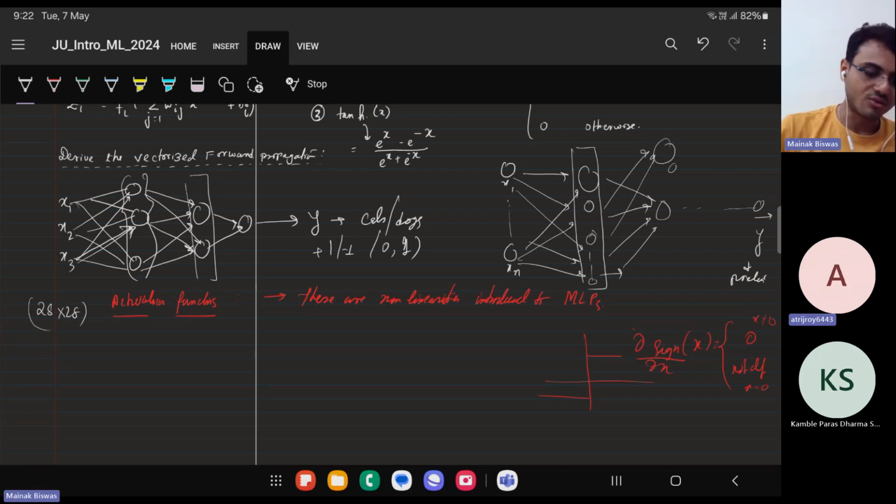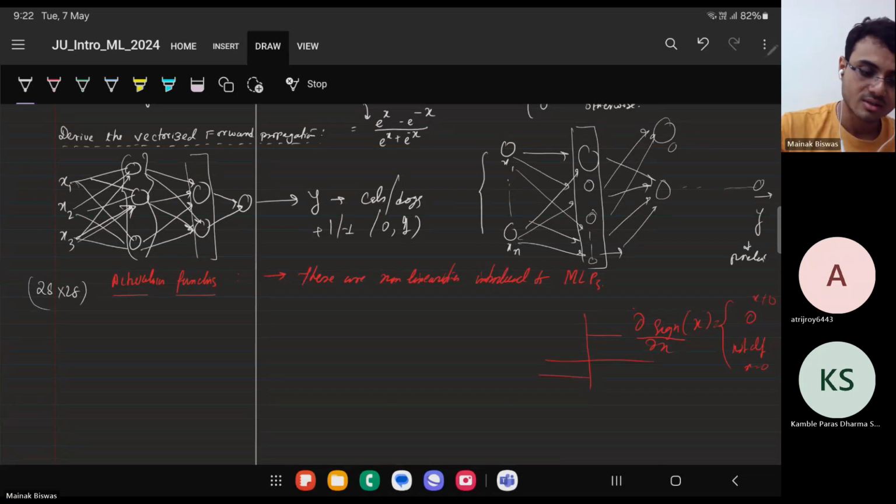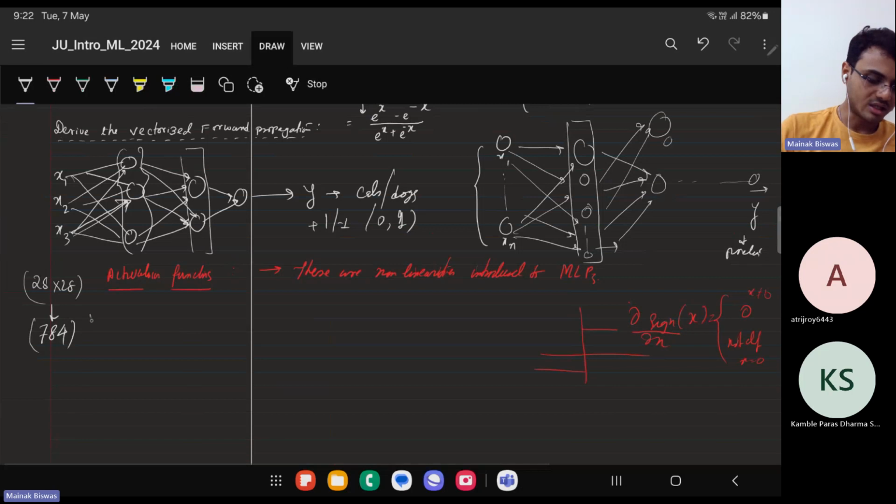So some good activation functions. One thing to clarify: x1 to xn are the features. For example, you can have many such points, but I don't want to worry about data points now. Say 28 by 28, it is 784, right? So you will have 784 features per image.